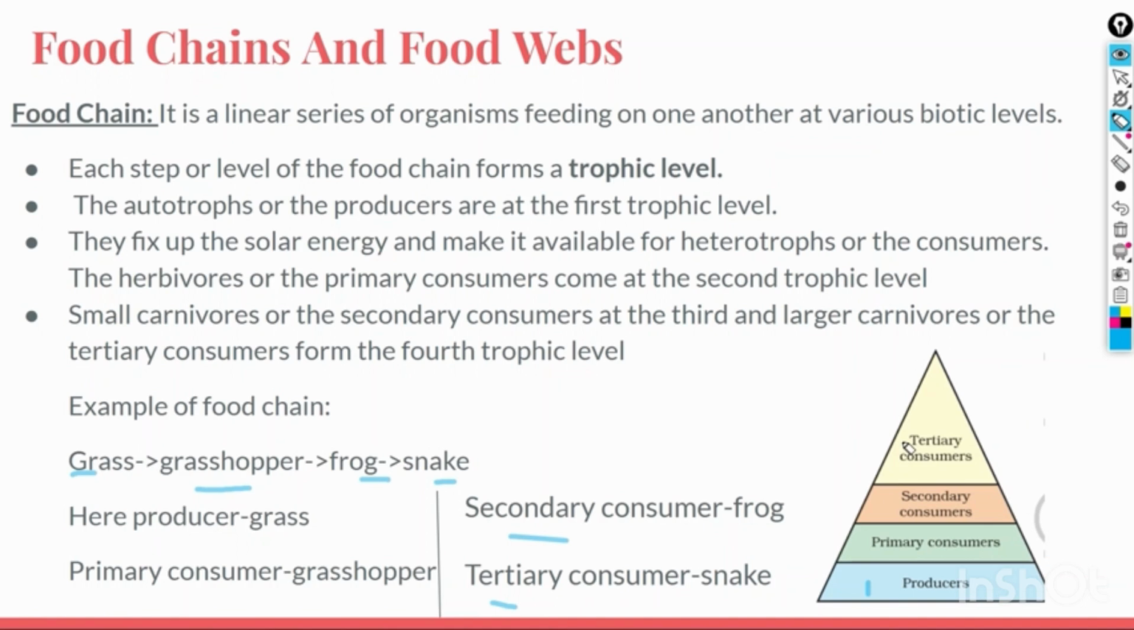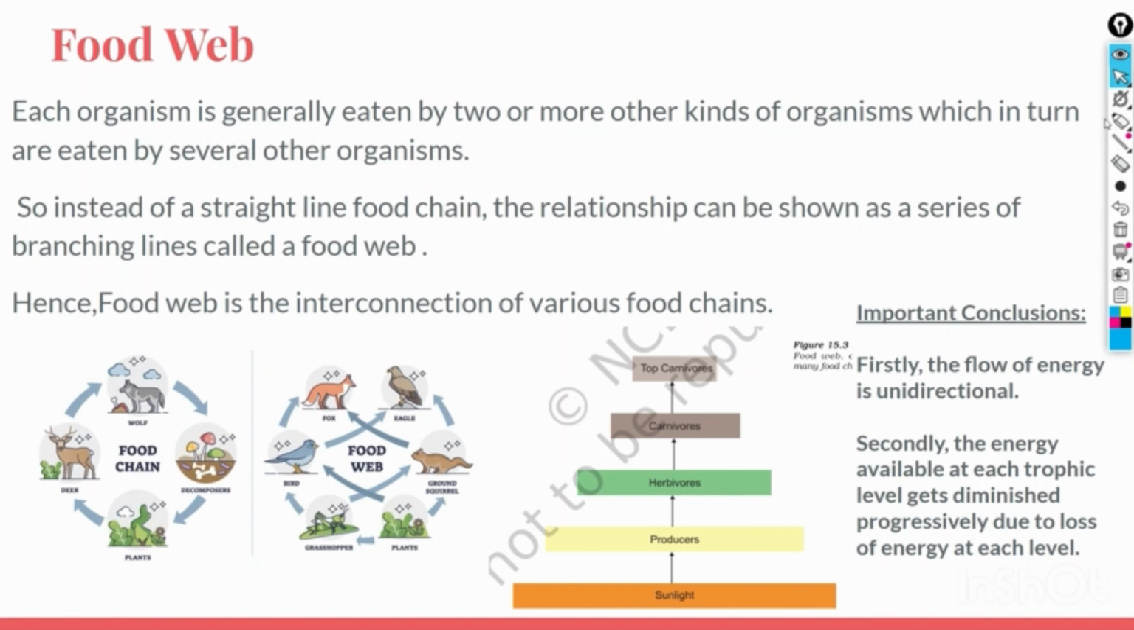Moving ahead. So now we know what a food chain is. It is a linear series. The word chain represents that it is a linear series. Okay, it is only one way and there is only one chain. Food web. The name itself tells us that it is a web of various chains.